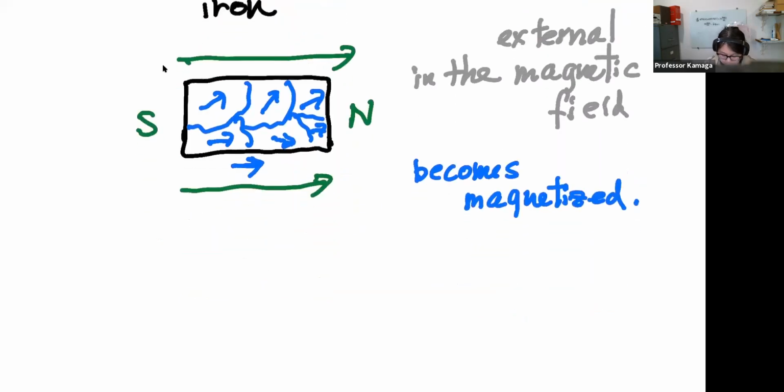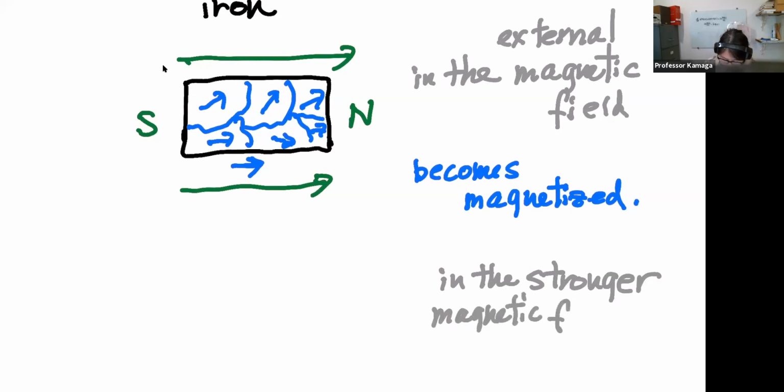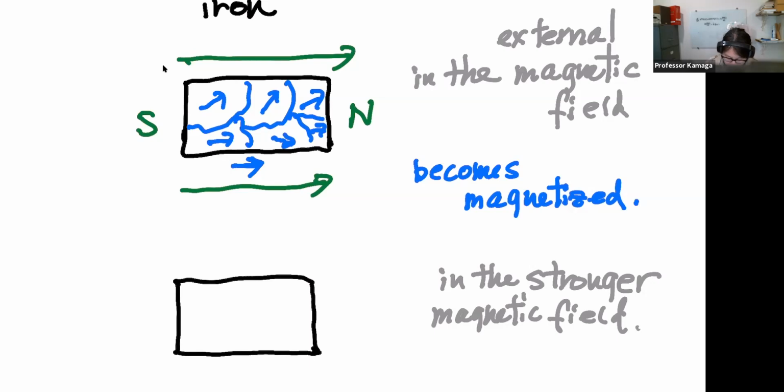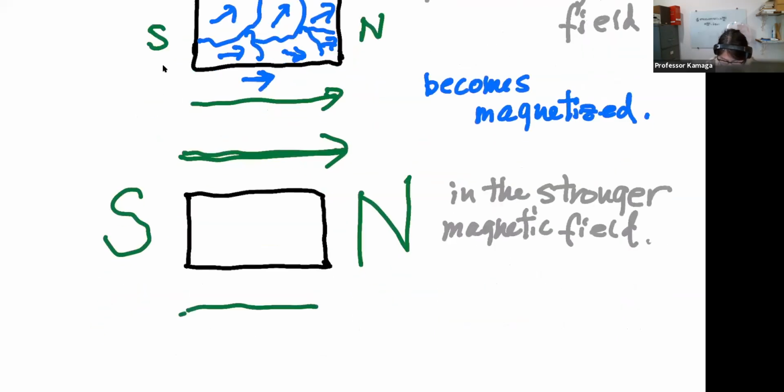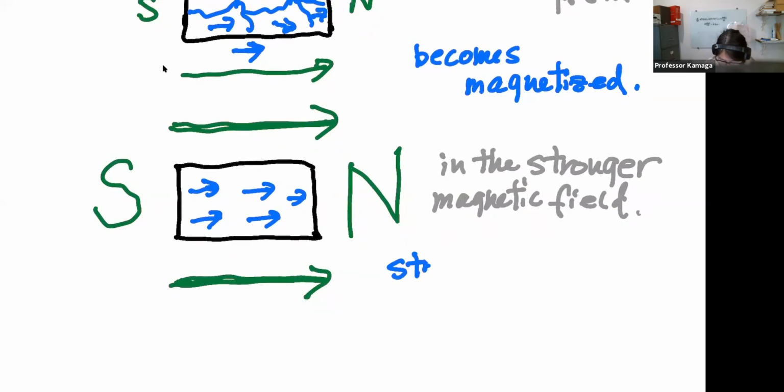At that moment, if you put it in an even stronger magnetic field, what happens? Then these random domains are going to be in a stronger magnetic field. So this S and N is going to be even stronger, right? Then these magnetic domains are going to align with it, and it becomes even more strongly magnetized.